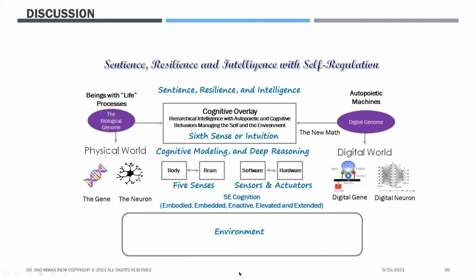And here is the model where you have on the left-hand side how the brain works and how the genome works, and here is the digital genome and the autopoietic machines on this side. On both sides you have the five senses, sensors and actuators, and cognitive modeling, and this gives a basic knowledge structure that can be across multiple senses. So it is independent of how the data is acquired, but it is represented as a knowledge structure, which is, by the way, a graph.